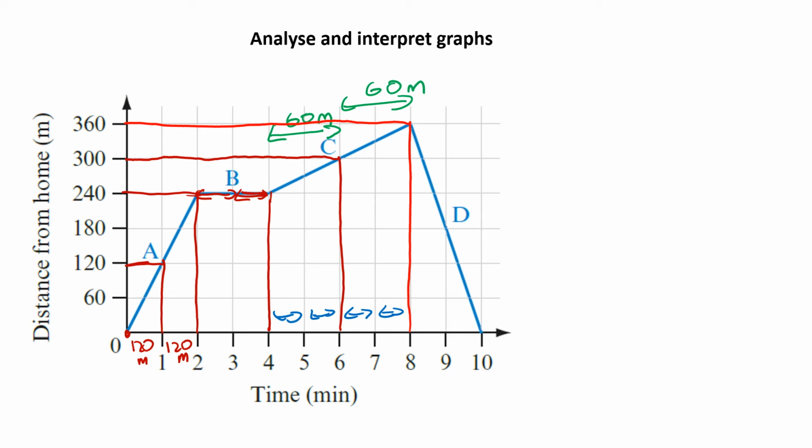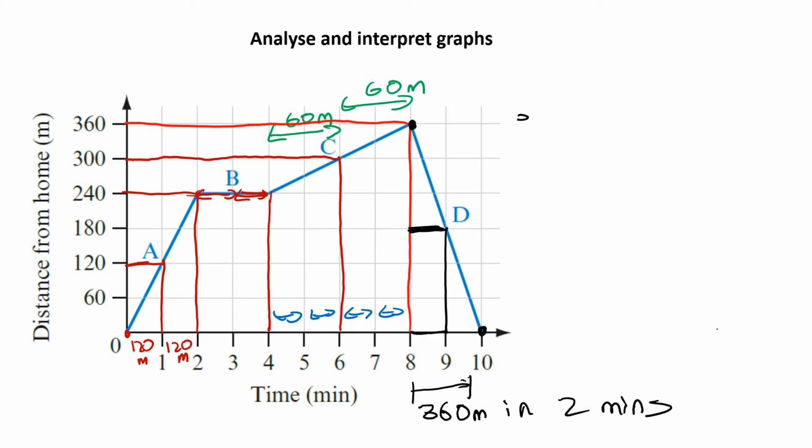So let's look at section D. I've reached my friend's house. They weren't home, so I'm coming straight back home. So from 8 minutes to 10 minutes, I'm traveling 360 meters. So I'm going 360 meters in 2 minutes. All right. So I'm actually moving quite a bit faster. And why do I say that? Because if I go from here and go across, for 1 minute, I'm traveling 180 meters.